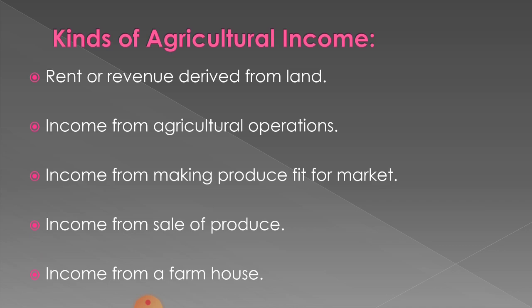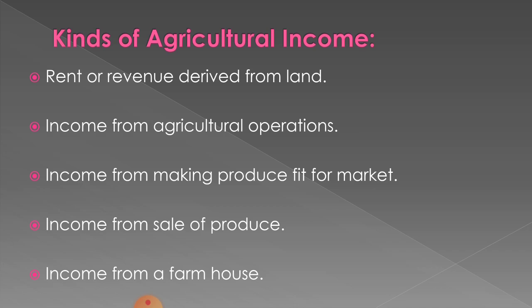Then what are the kinds of agricultural income? There are various types of agricultural income. First one, rent or revenue derived from land. When one person grants to another person a right to use the land for agricultural purposes, the owner of the land receives from the tenant rent or revenue in consideration for such use. Such rent or revenue is treated as agricultural income.